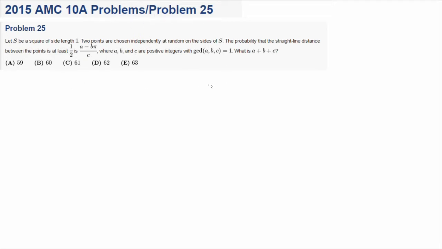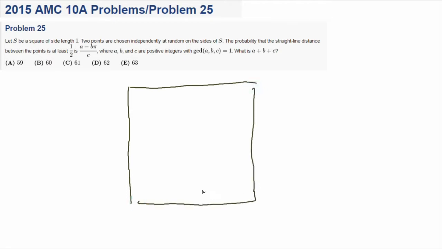Let's draw S. There's the square S, and 2 random points are chosen independently. And the straight line distance has to be at least 1/2. So, okay, let's just choose a point and label it A. Let's say A is right here. And I think what this will take is casework.